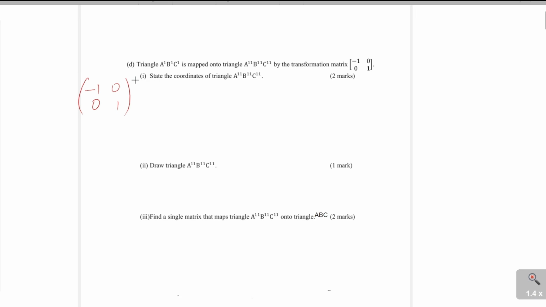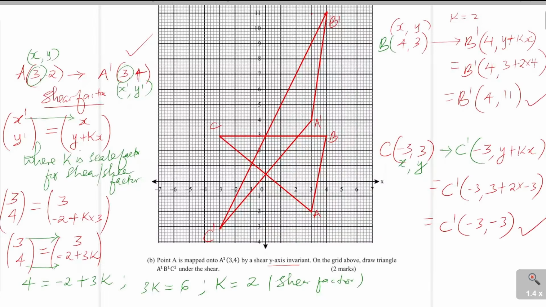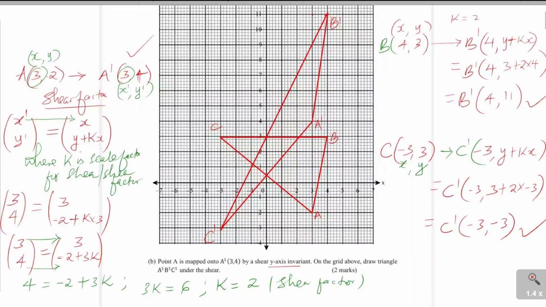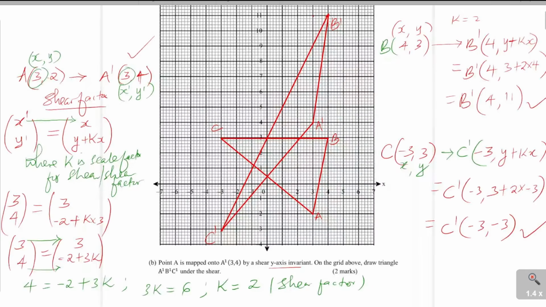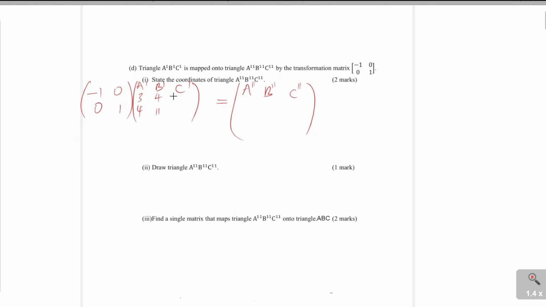And then we have A prime, B prime, C prime. And this one should give us A double prime, B double prime, and C double prime, like that. So now we should have A prime, we got it as 3, 4, B prime 4, 11, and C prime negative 3, negative 3. A double prime, B double prime, C double prime, that is what we need to get. So we just multiply these. So you should know how to multiply matrices.